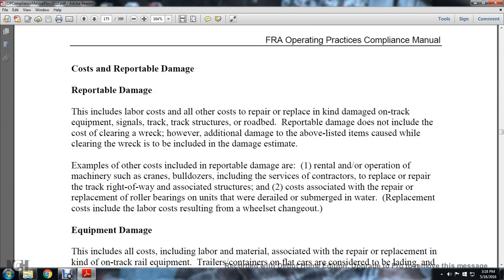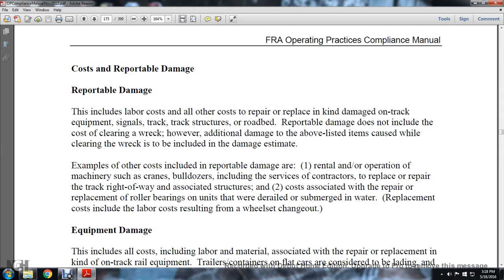Costs and reportable damages. This includes the labor costs and other costs of the repair or replacement in kind of the damage to the track and the signals, the track structures, and roadbed. Reportable damages do not include the cost of clearing the wreck. However, additional damages incurred while clearing the wreck, listed below, are to be included with the damage estimate.